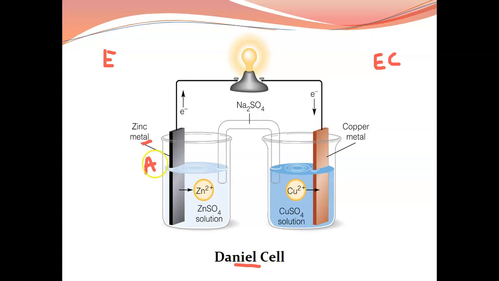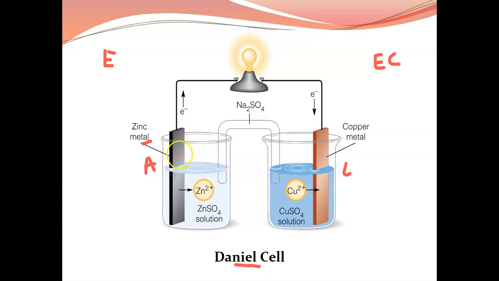So there are two types of electrodes in a cell. One is the anode, another is the cathode. So if zinc metal is acting as an anode, where oxidation is taking place, copper metal is acting as a cathode. So the reaction which is going to occur at copper is reduction.